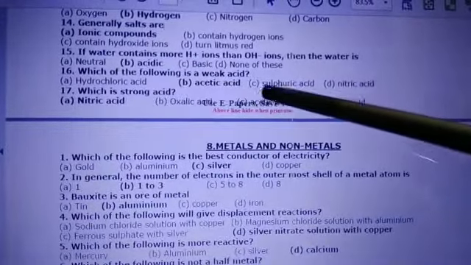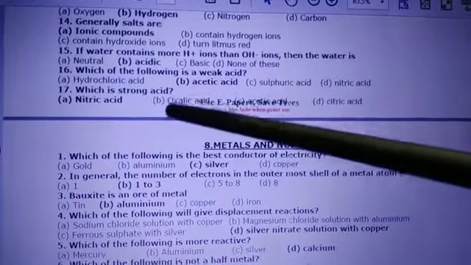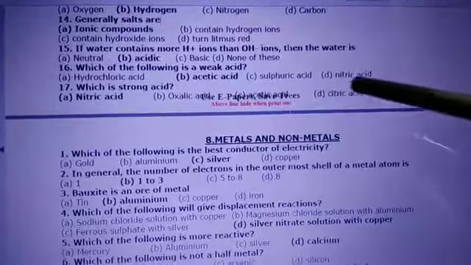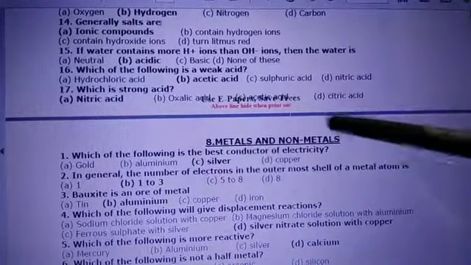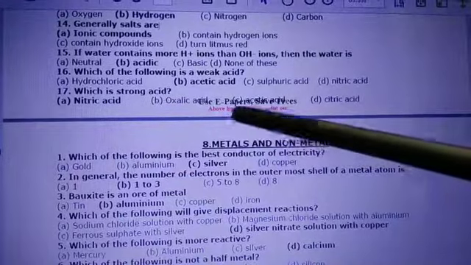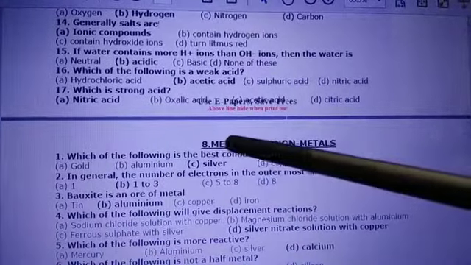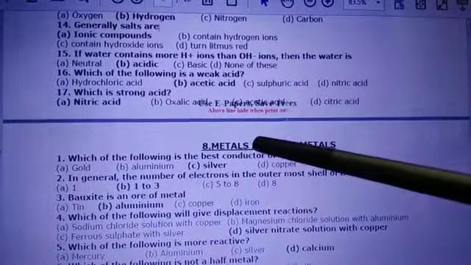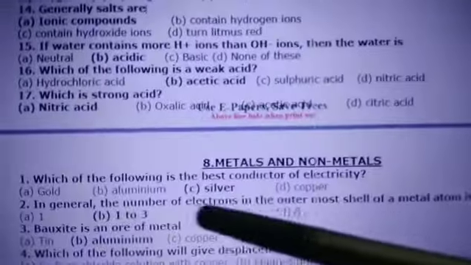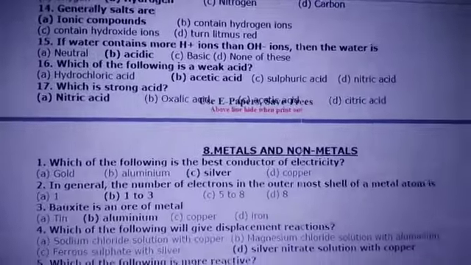16th. Which of the following is a weak acid? A. Hydrochloric acid. B. Acetic acid. C. Sulfuric acid. D. Nitric acid. The answer is B. Acetic acid. 17th. Which is strong acid? A. Nitric acid. B. Oxalic acid. C. Acetic acid. D. Citric acid. The answer is A. Nitric acid.